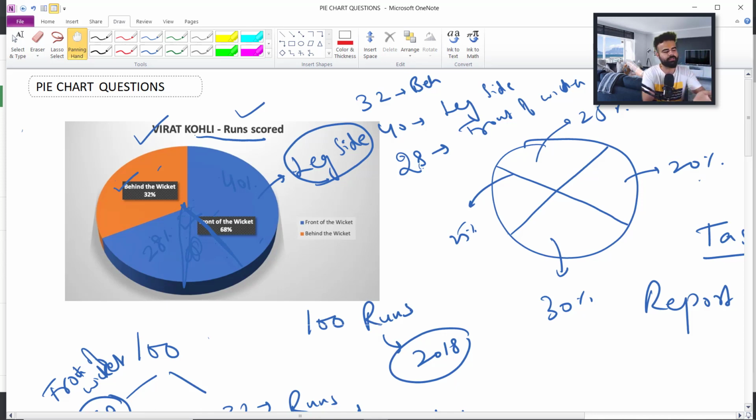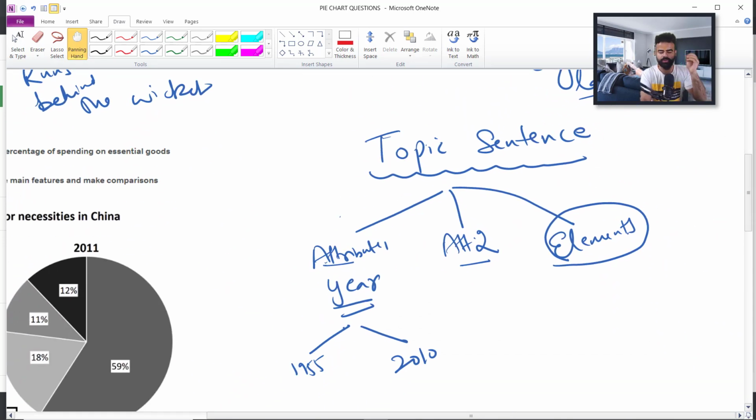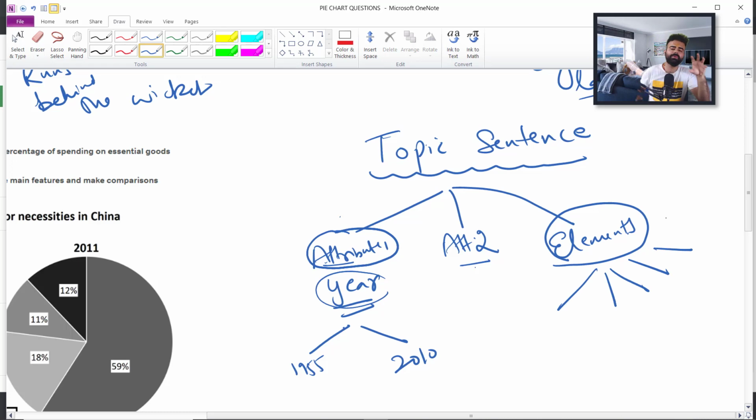You just have elements that are being compared, and I don't think you even need a technique to understand this simple, straightforward pie chart. But in case there are multiple pie charts, 2, 3, 4, 6, 10, in that case you need this technique. So you'll write attribute 1 here if 2 charts are being compared across years, and then you have to write elements here. Elements are nothing but labeled components, the items labeled for each sector. I am going to explain this with the help of a very simple example.